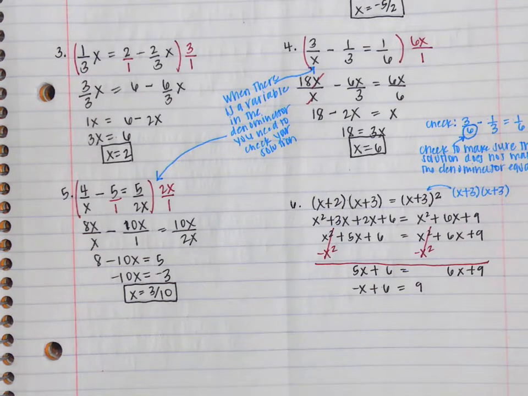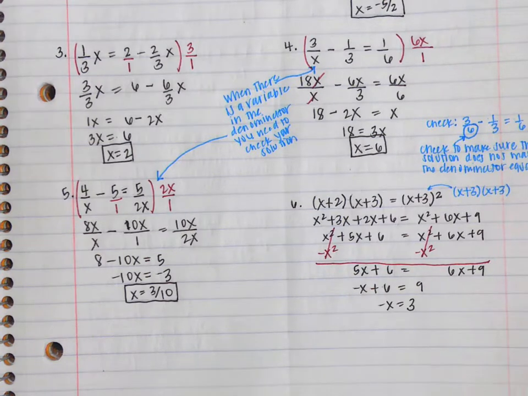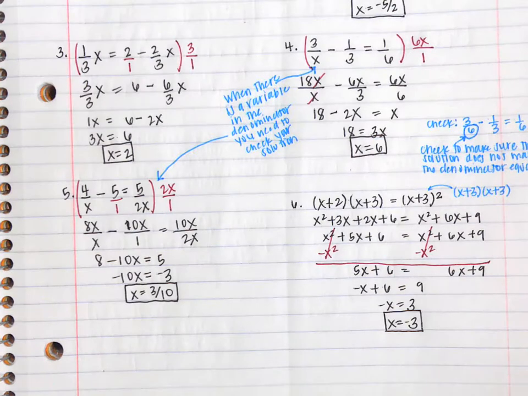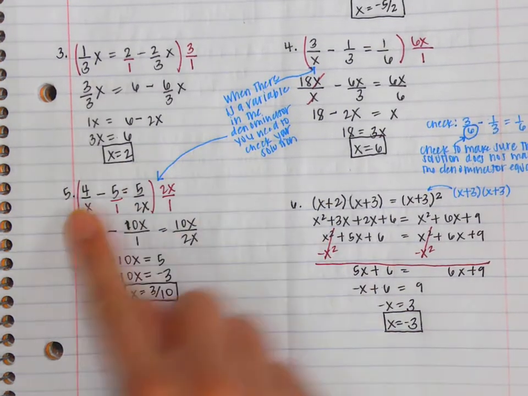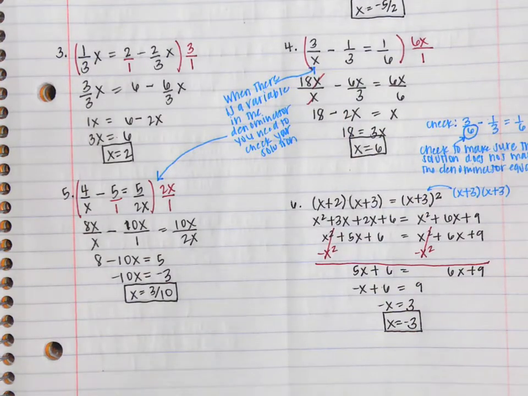So I just moved the 6x over. I got negative x plus 6 equals 9. I'm going to keep going. And I get negative x equals 3. I'm going to keep going, divide both sides by negative 1, and I got x equals negative 3. Do I have to check that one? Nope, because there isn't a variable like these in the denominator. So I'm good on that one. I don't have to continue, and I don't have to check that one.